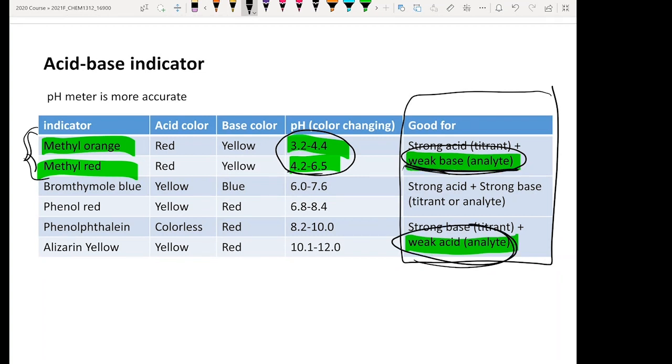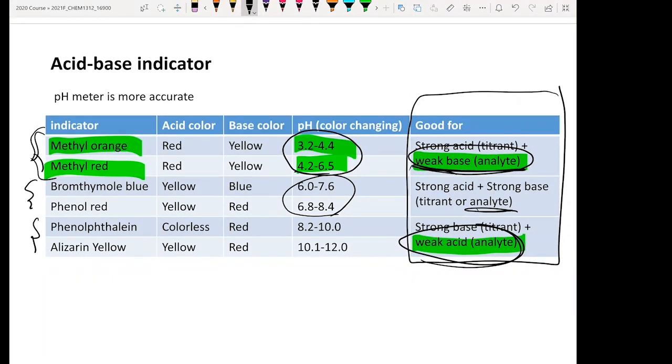If you have a weak acid as your analyte, once you reach equivalence point, all the acid will be converted into its conjugate base. Therefore, the pH will be above 7. And therefore, another 2 indicators you can use. And if you have a strong acid or strong base as your analyte, at equivalence the pH will be around 7, right? So there will be another 2 indicators you should use.